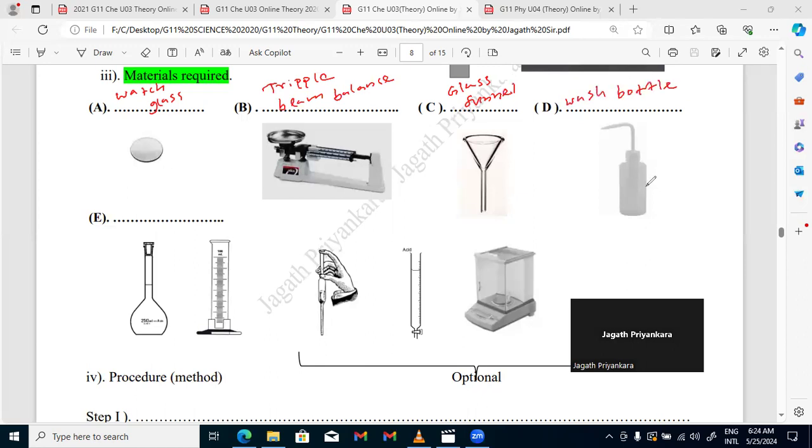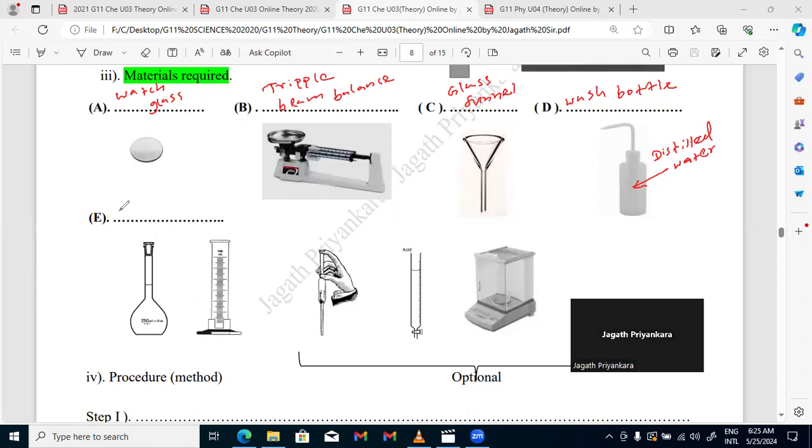If you put an arrow inside the wash bottle, what is present? Distilled water. You can't use tap water for the preparation of solution, okay? Tap water contains minerals. Use distilled water for the preparation of solution.